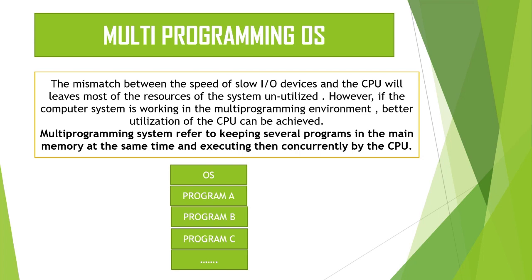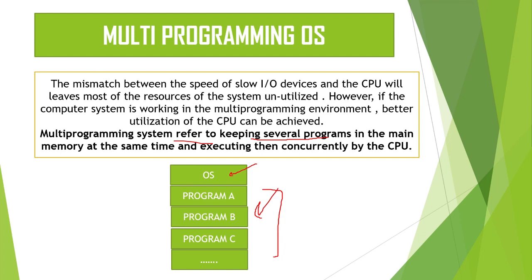Multiprogramming basically refers to a concept by which we keep several programs in the main memory and execute them concurrently by the CPU. This is our main memory, in which the first section is for the operating system and the other sections are for the programs. Different programs reside in the main memory at the same time, and we execute all of them concurrently, one by one.